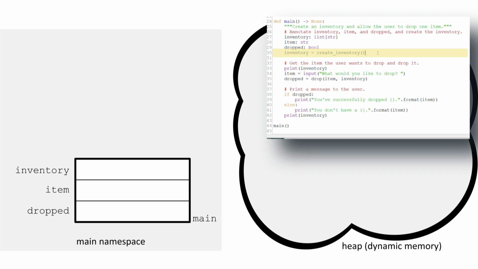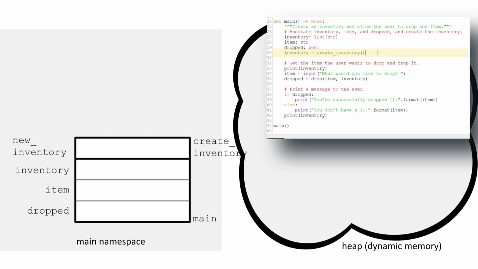Remember that assignment statements execute right to left, meaning we evaluate the expression to the right of the assignment operator, and then we assign the result to the variable on the left. You can think of this as the assignment operator having an extremely low precedence in order of operations. On the right, we are invoking the createInventory function.